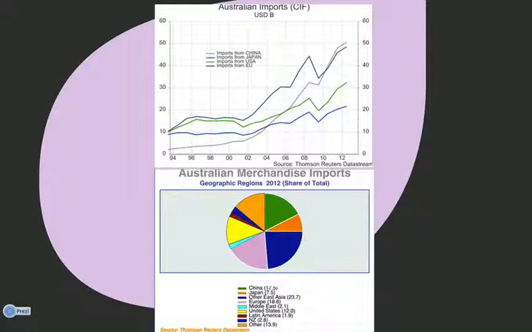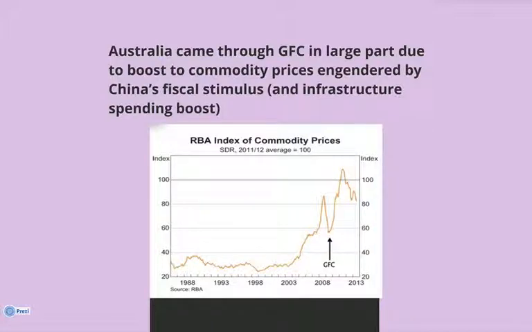As mentioned earlier, Australia came through the global financial crisis in large part due to the boost in commodity prices, which resulted from China's fiscal stimulus. China eased off on their credit, which saw a boost in infrastructure spending, and this was reflected in the commodity prices. An important factor for Australia is going to be what happens to commodity prices over the medium to longer term.